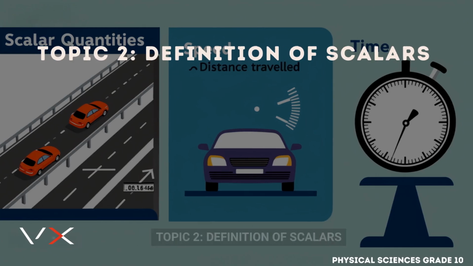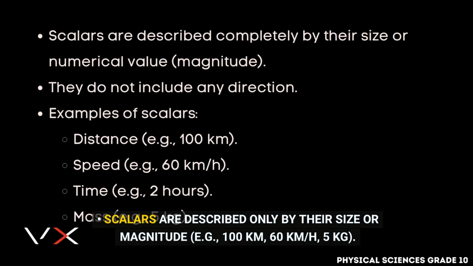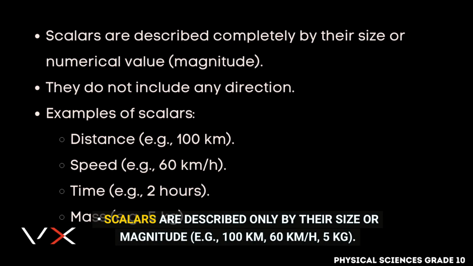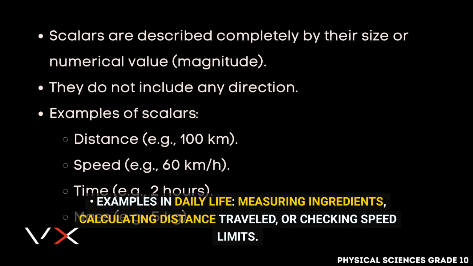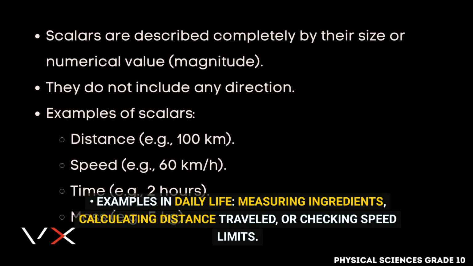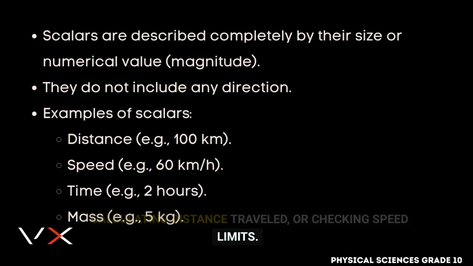Topic 2. Definition of scalars. Scalars are described only by their size or magnitude, e.g. 100 kilometers, 60 kilometers per hour, 5 kilograms. Examples in daily life: measuring ingredients, calculating distance traveled, or checking speed limits.